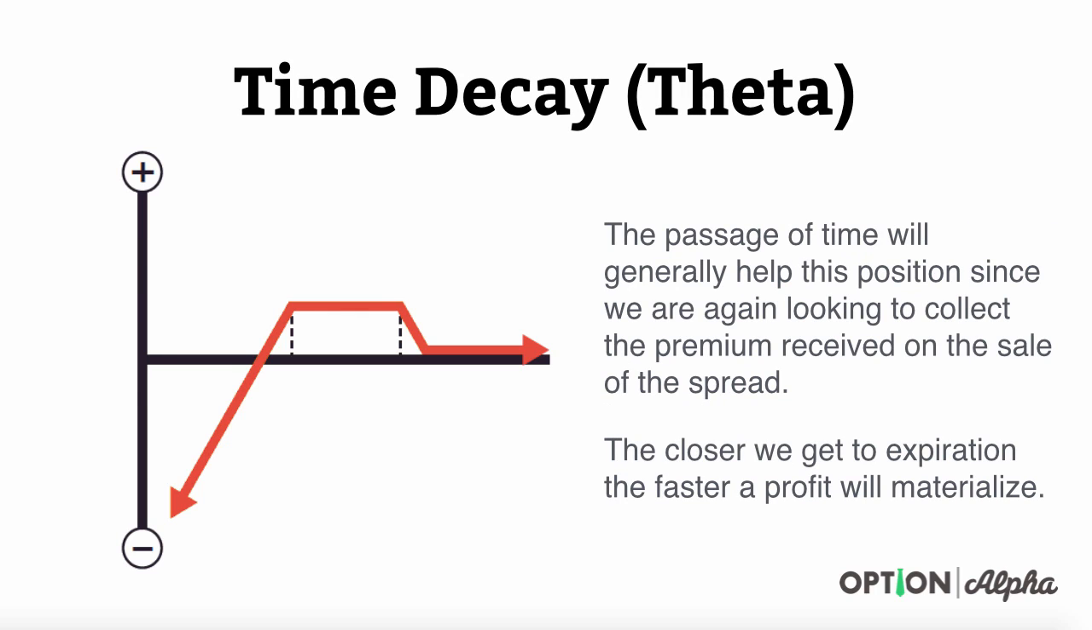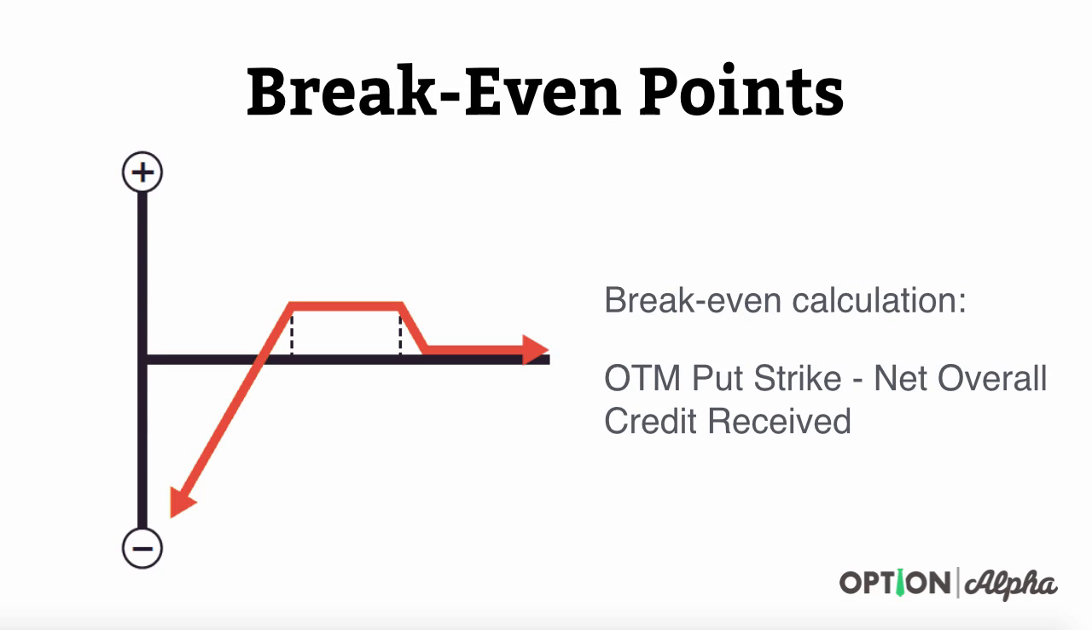Time decay as well is going to help this position, again, because we're definitely looking to collect premium sold on both sides of the market. So theta decay in all of our options is going to work to our favor, and the closer we get to expiration, the faster our profit will materialize.